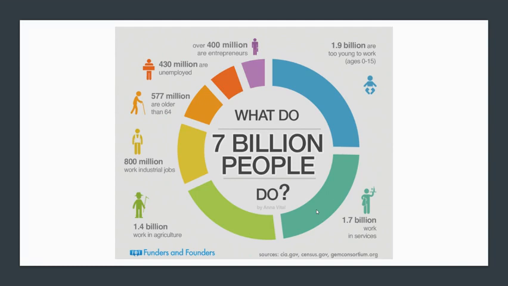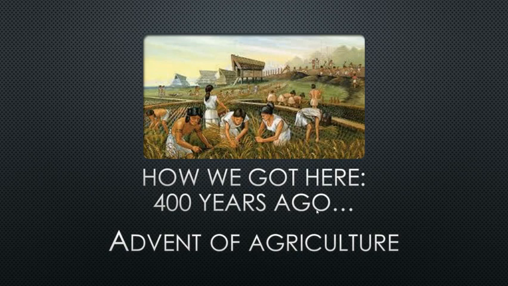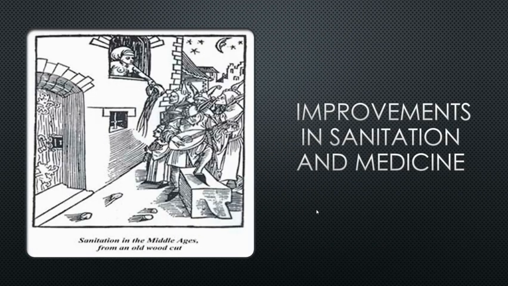So how did we get to this huge population size? 400 years ago, we discovered major forms of agriculture. Obviously, agriculture has been around for a while, but really 400 years ago, it took off. We had improvements in sanitation and medicine. We developed sewers so that we didn't just throw our refuse out of the window.